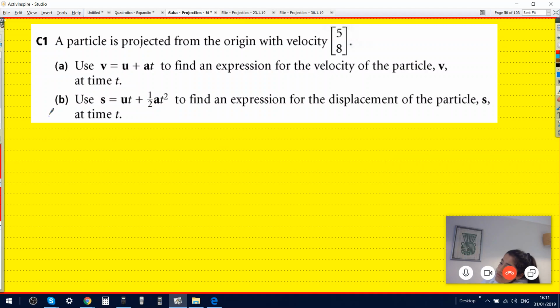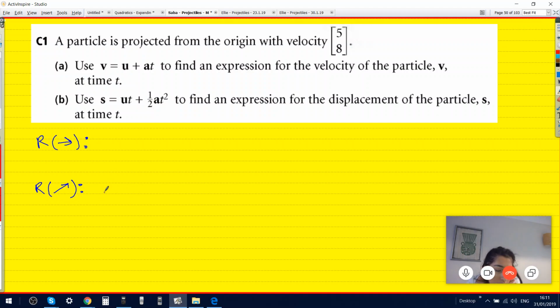S equals VT. What would it be if you were resolving horizontally? U would equal 5 squared plus 8 squared. The square root of that is root 89, which is 9.43. So that would be resolving diagonally. That would be the absolute.